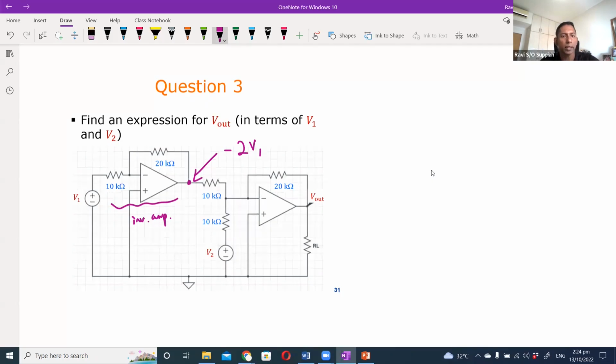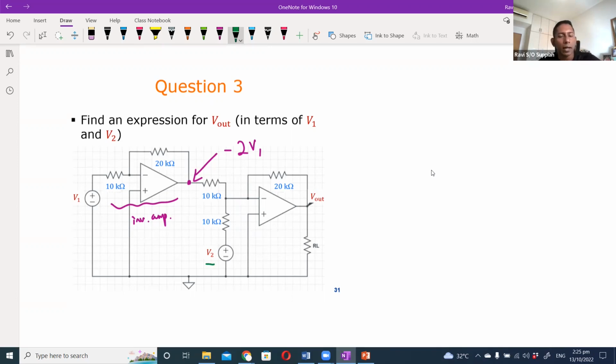The input is connected to the negative. We have a feedback resistor at R1 and the plus is connected to the ground. So this is the standard inverting amplifier configuration. The output of this first stage is negative 2V1. Then for the next stage, we can see that you also have sort of an inverting amplifier, but in this case you have two inputs. One is negative 2V1 and the other one is V2.